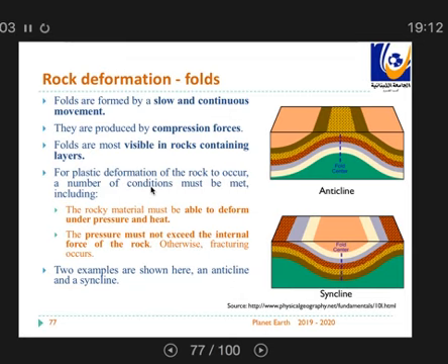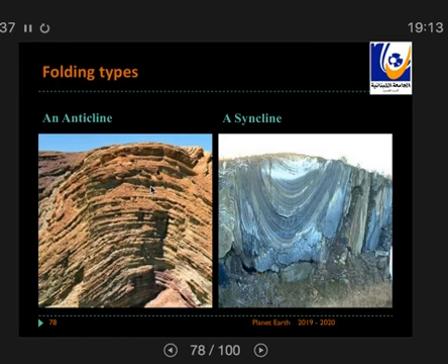For plastic deformation of rock to occur, there are a number of conditions to be met. First, the rock must be able to deform under pressure and heat, and the pressure must not exceed the rock's internal force. Otherwise, it will break, and this will be faulting this time. So this is a real picture of a real anticline and a syncline.